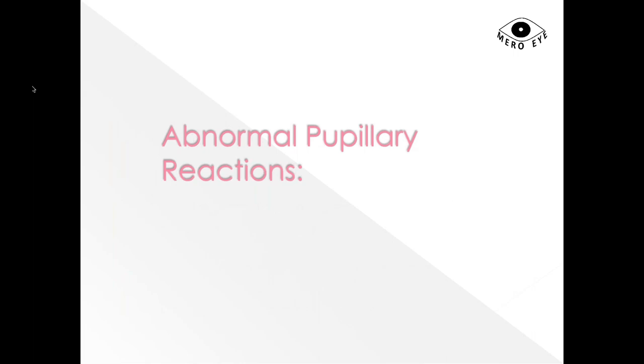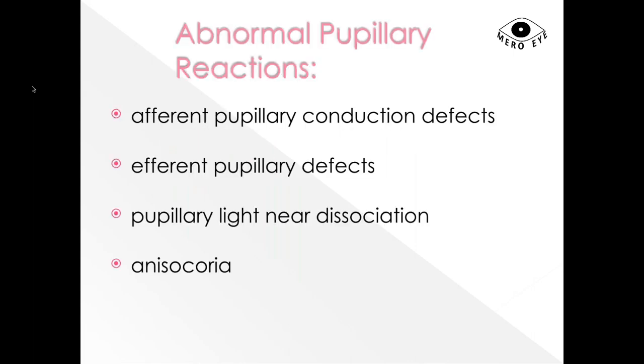Now, briefly, we come to the third part of our topic. We'll talk about the abnormal pupillary reactions. For ease, we can divide them into four categories. One is the afferent pupillary conduction defect. Afferent means the sensory component, which relates to the optic nerve, because the optic nerve is taking the sensory input from the eye.